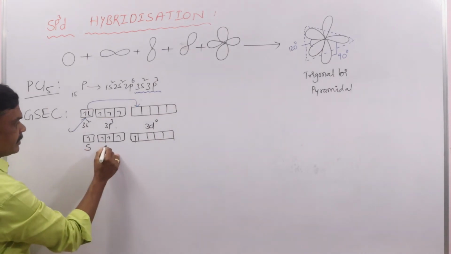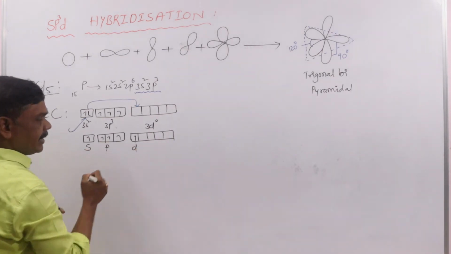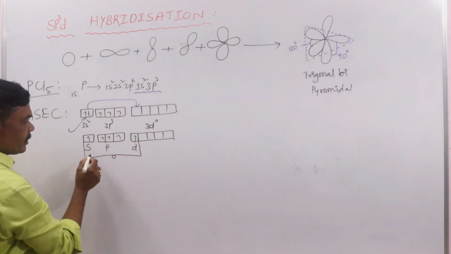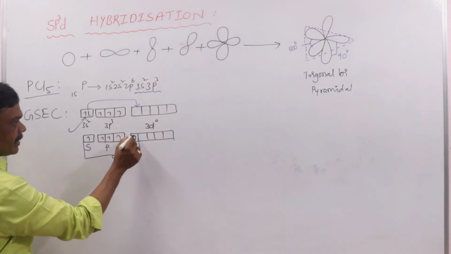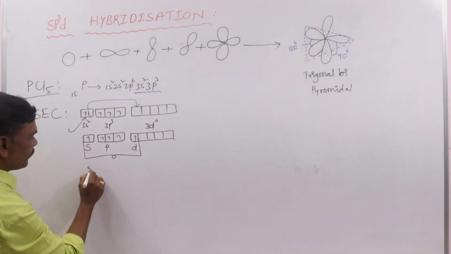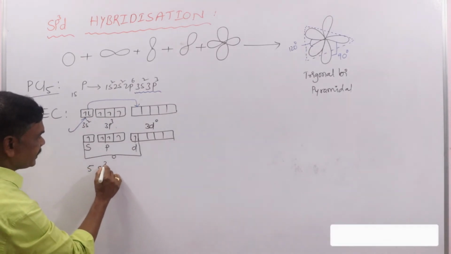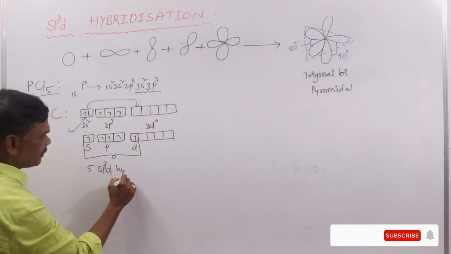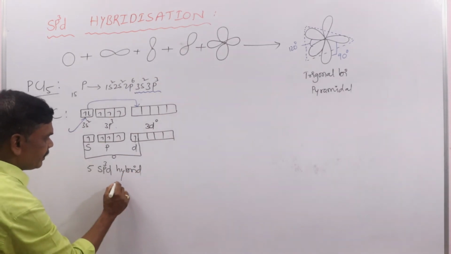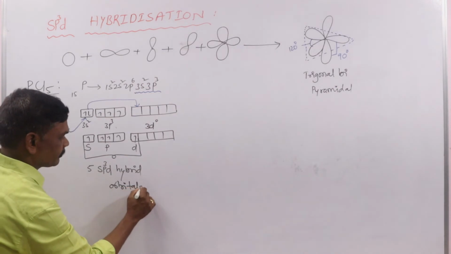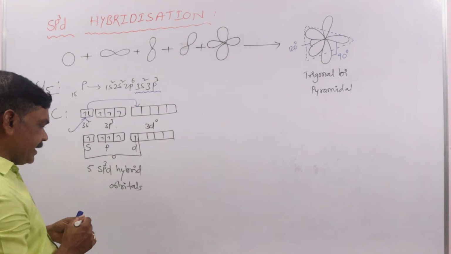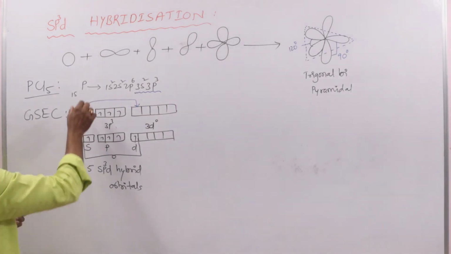One s orbital, three p orbitals, one d orbital. So the hybridization is sp3d. 1, 2, 3, 4, 5. Total how many? 5 sp3d hybrid orbitals. So in total we obtained 5 sp3d hybrid orbitals at phosphorus.